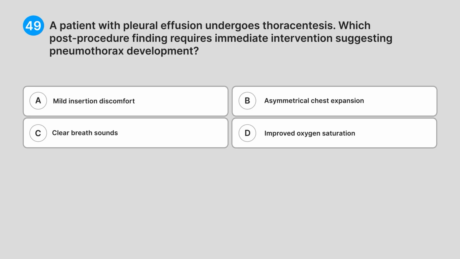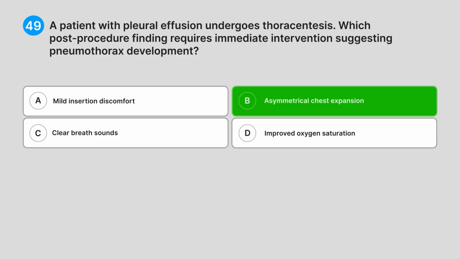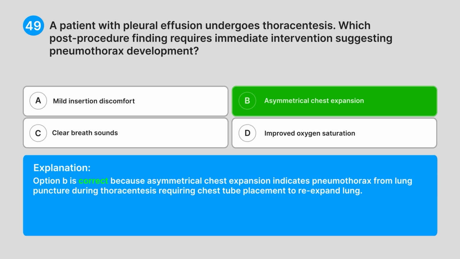Correct answer, B. Asymmetrical chest expansion. Explanation: option B is correct because asymmetrical chest expansion indicates pneumothorax from lung puncture during thoracentesis requiring chest tube placement to re-expand lung.